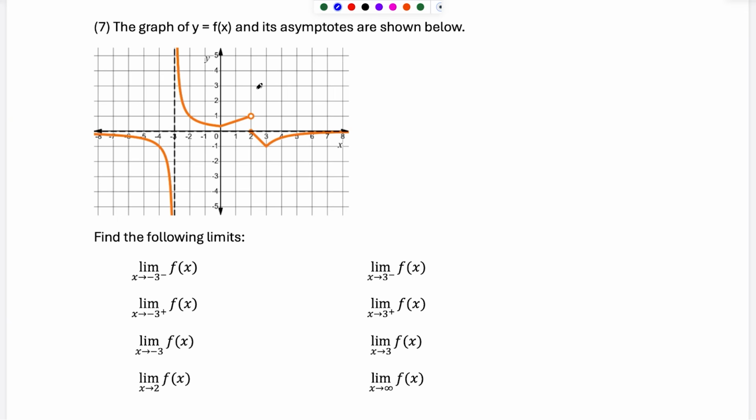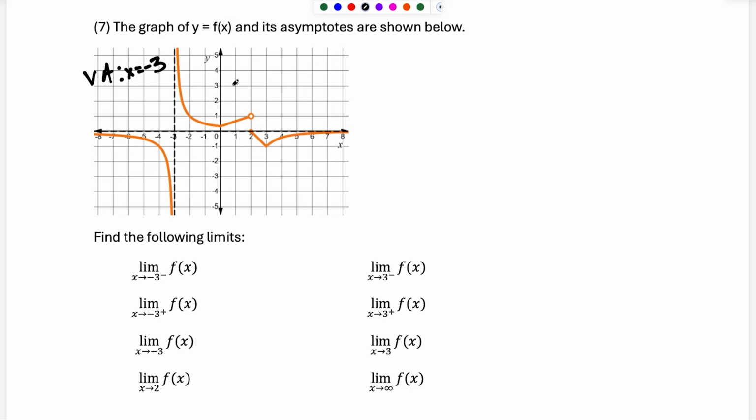Question 7, we have the graph of y equals f of x and its asymptotes, shown below here. And we're going to find these limits over here. So first, we want to find the limit as x approaches -3 on the left side. And notice that we have a vertical asymptote over here at x equals -3. Okay, so x equals -3 is a vertical asymptote. So I'll just move this over here so it doesn't block the graph.